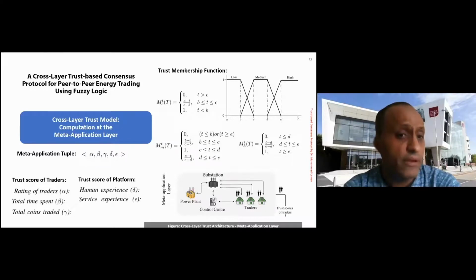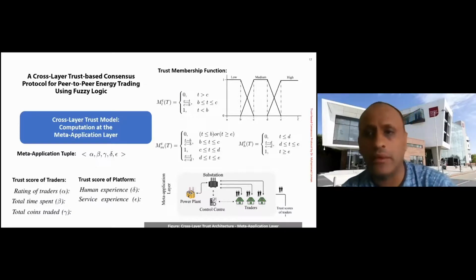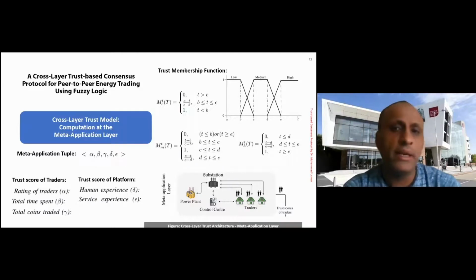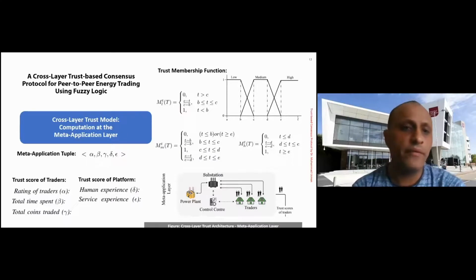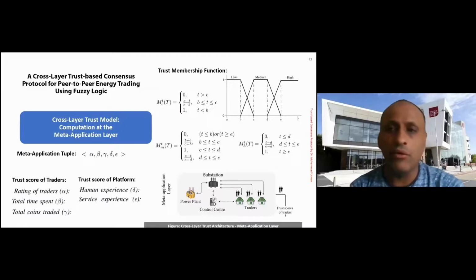So trust values are shown as fuzzy numbers, namely high, moderate, and low, and can be derived from trust membership function as shown in this slide. I'm not going to discuss the details of this membership function. This is a standard function and it can be adopted as per the requirements of user application.